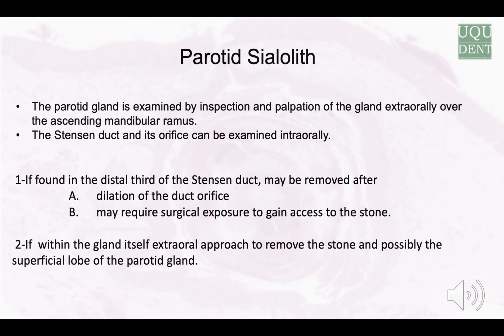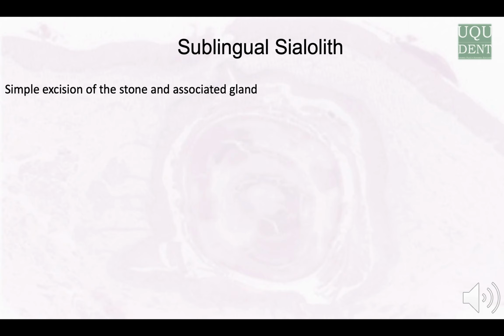If the stone is close to the orifice, as we said, we can dilate the orifice, or you may need to do a surgical exposure. If the stone is in the gland itself, an extraoral approach is used to remove the stone, and sometimes a superficial lobe of the parotid gland, and sometimes you need to remove a part of the gland or the whole gland. Sublingual sialolith: after you do an examination and the radiograph and you make sure of the position, you do a simple excision of the stones and sometimes with the associated gland.